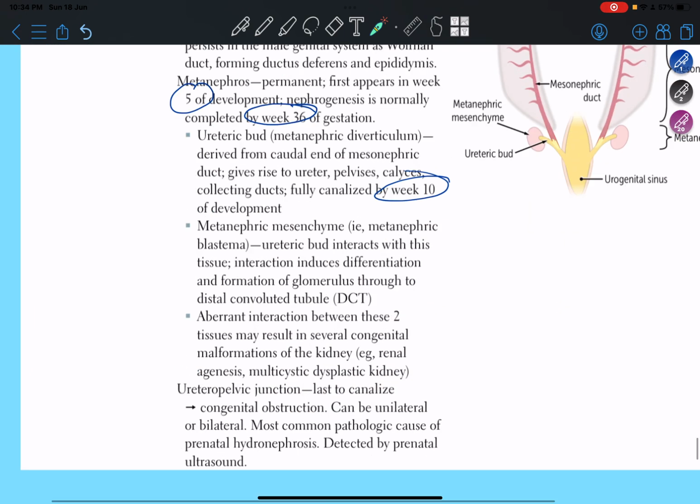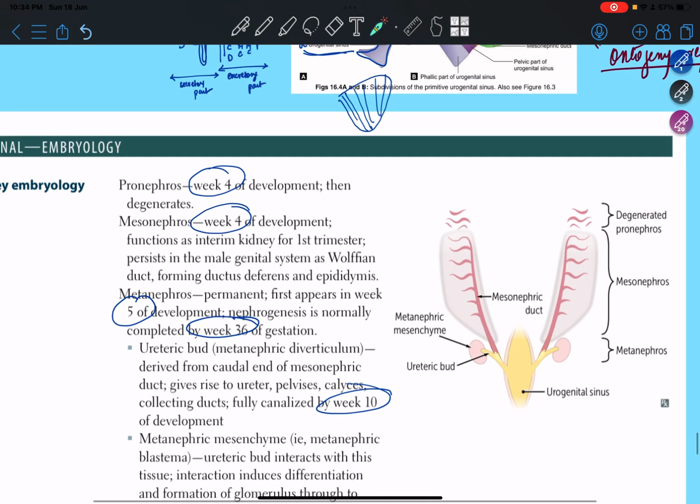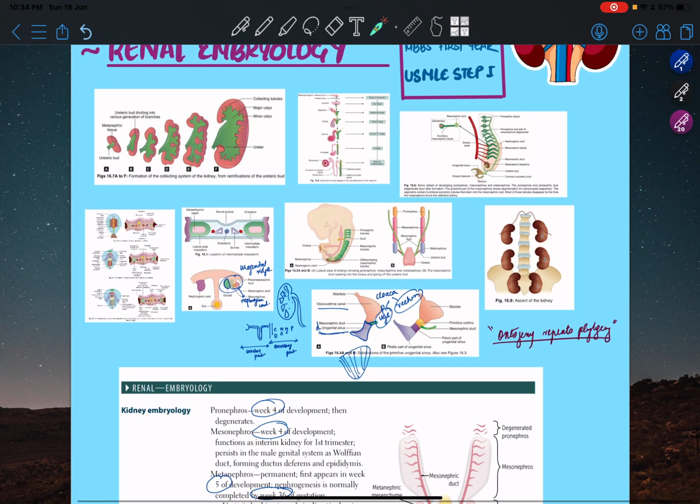And that's about the normal development. All of this is not, it's pathology and the aberrant stuff that happens, so a different video for that. So that's all for the development of the kidney.